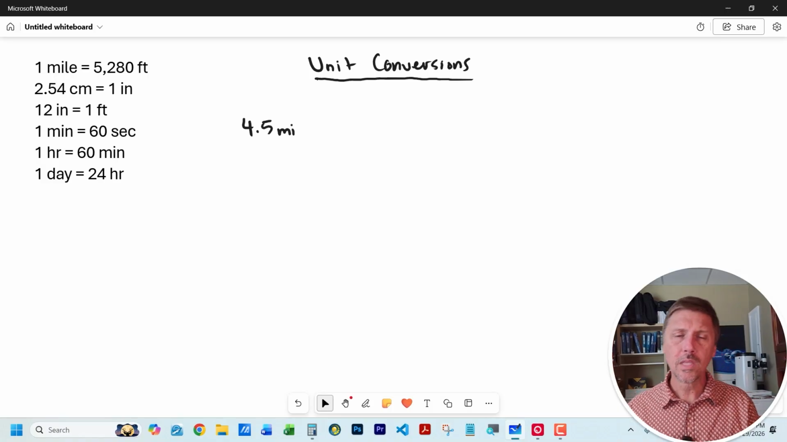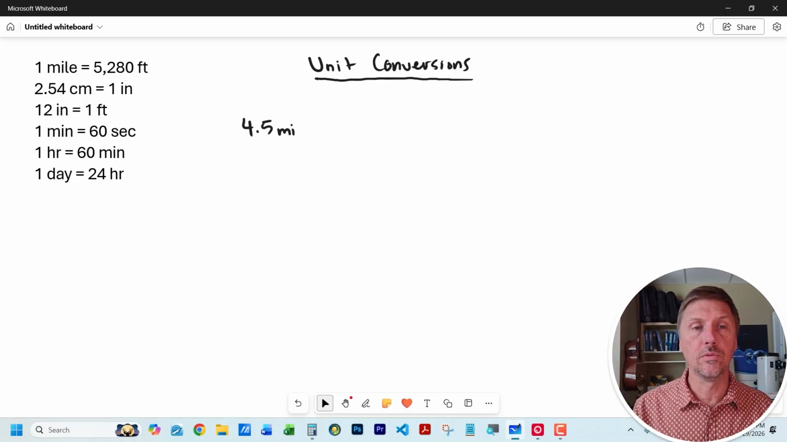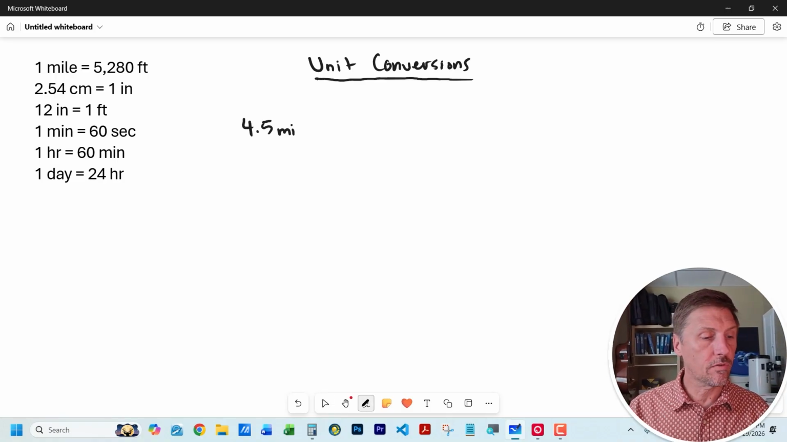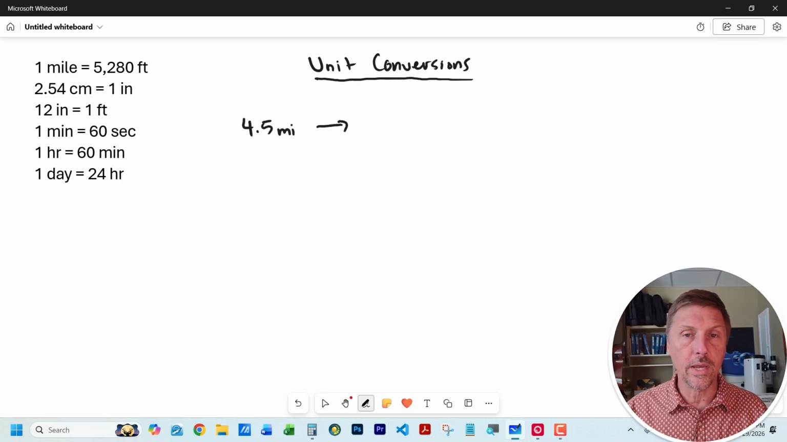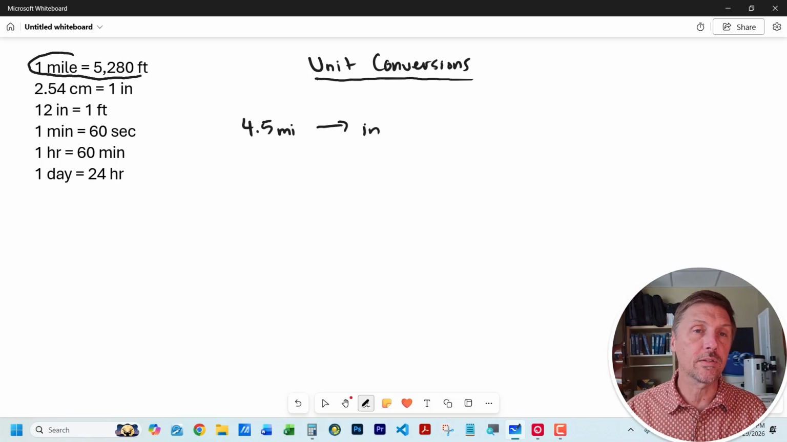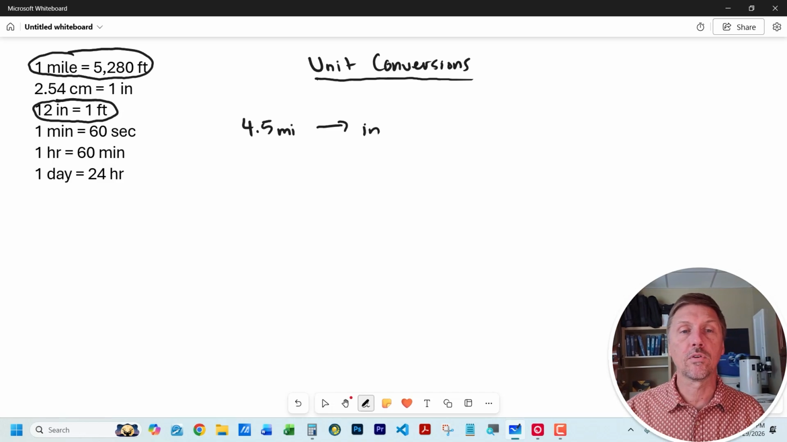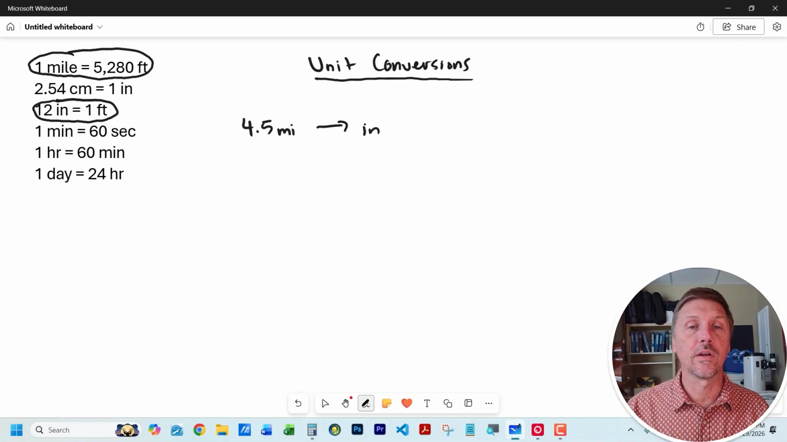All right, now this time we're going to have to use 2 unit multipliers in order to figure out the final answer. We need to go from miles all the way to inches, right? But we don't have a relationship over here that tells us directly how many inches are in a mile. What we have is we know how many feet are in a mile, and then we know how many inches are in a foot, right? So we're going to use those 2 conversion relationships together. We're going to do 2 unit multipliers to figure out our final answer here.